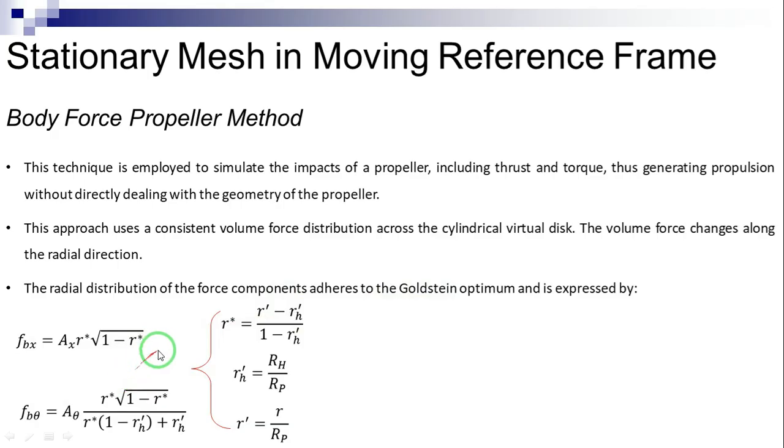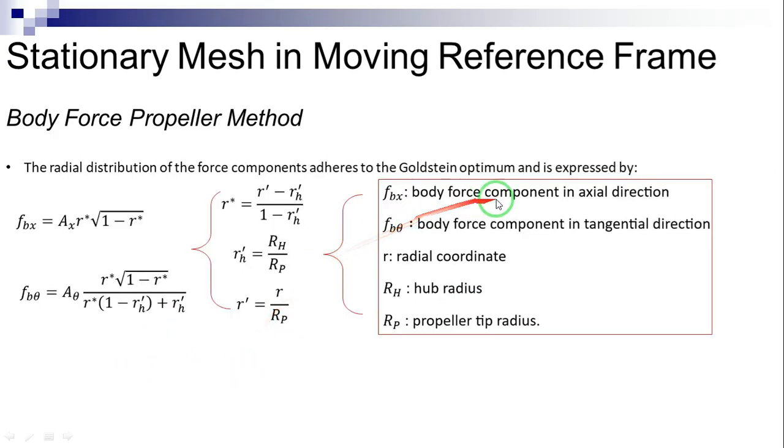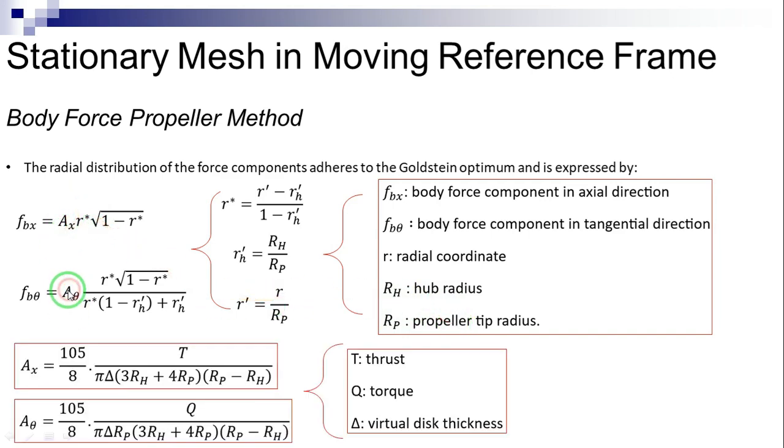Here, Fbx is the body force component in axial direction. Fb theta is the body force component in tangential direction. R is the radial component. Rh is the hub radius. And Rp is the propeller tip radius. The constants Ax and A theta are computed as we can see here in these equations. Here T is the thrust, Q is the torque, and delta is the virtual disk thickness.